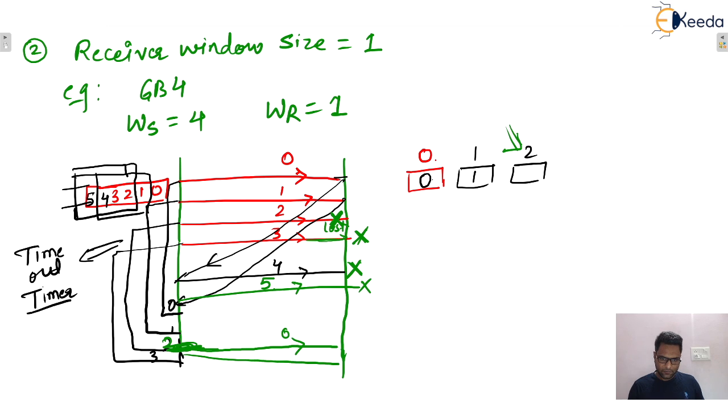Now when the timeout timer expires for the second packet, the sender will send all these packets: second packet, third packet, fourth packet, fifth packet. Without waiting for any timeout for other packets, the sender will directly transmit the lost packet and all subsequent packets present in the window. In the window there are 2, 3, 4, 5, so all packets will be forwarded by the sender.